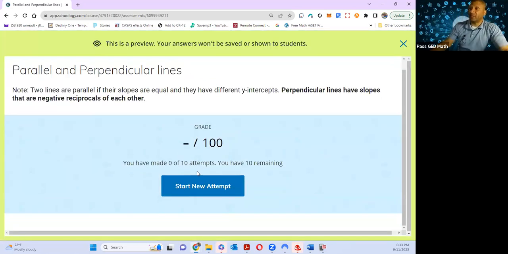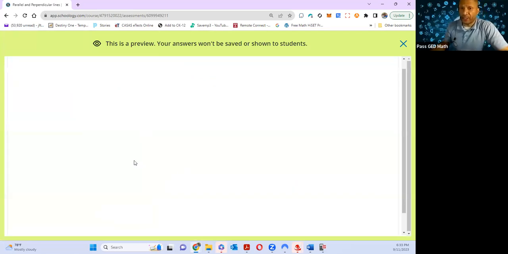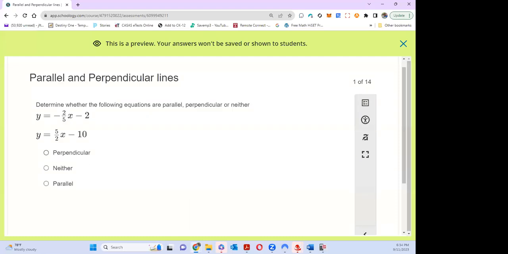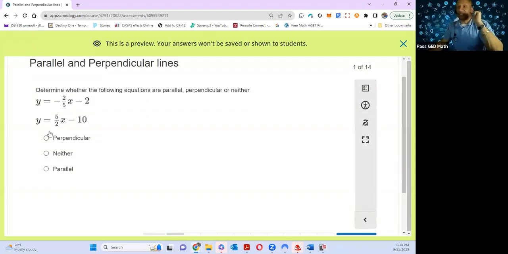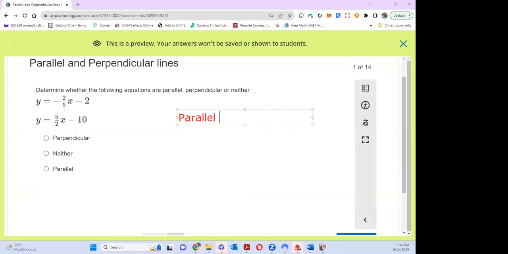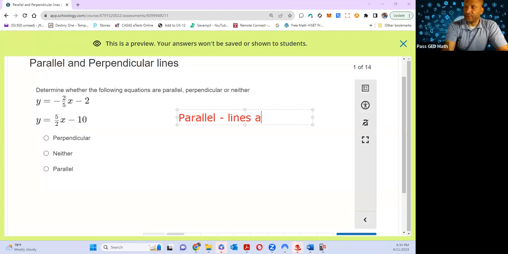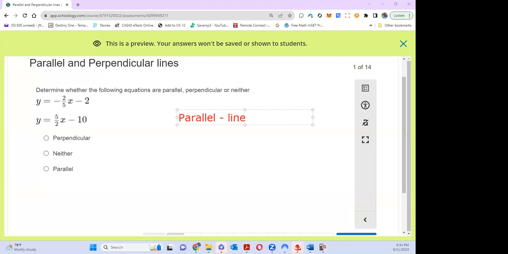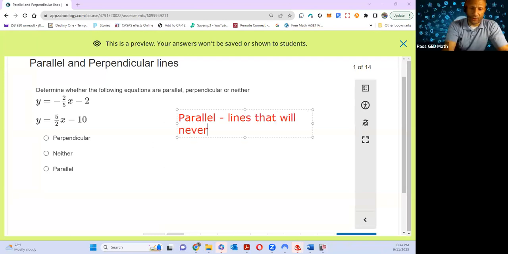What is a perpendicular line anyway? Can anybody tell me what a perpendicular line is? Let's start with the definition first. What is the definition of a parallel line? What's the definition of a perpendicular line? Can somebody tell me? Parallel lines are lines that are exactly the same distance apart, no matter how far they extend. I'm going to make it easy for you though. Lines that will never cross.